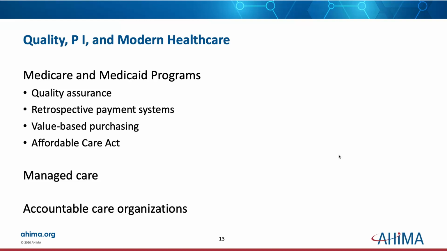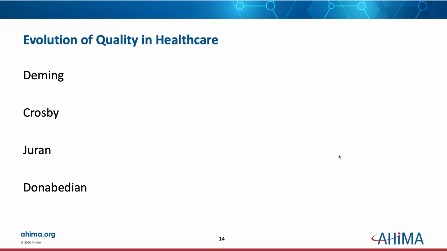Then you've got Medicare and Medicaid coming in 1965. And that brought in some quality assurance activities, retrospective payment programs. Those have then transitioned into value-based purchasing, and then the Affordable Care Act had some influence on that. Then you've got managed care coming into being and accountable care organizations, which are the most recent iteration of all of this. We're now up to page 14 in your book.